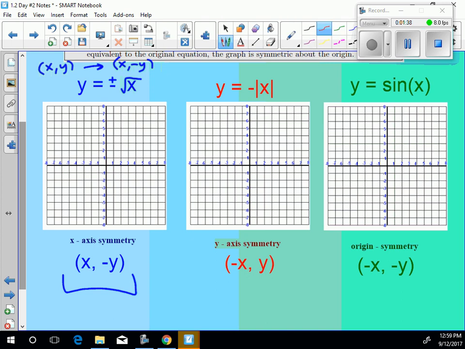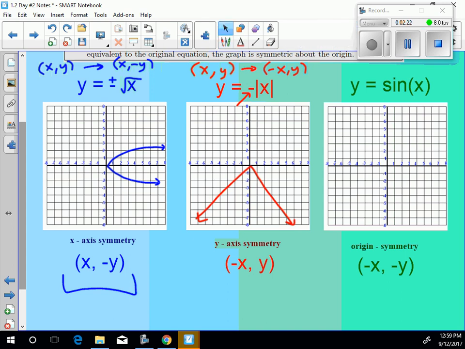Y-axis symmetry. If I have a point (x, y), that means there's also a point (negative x, y). Could that be a function? Sure, it definitely could be a function. For example, this graph: the absolute value of x, negativized, made negative. That's not a math term, okay? Likewise, on the previous example, the square root of x looks like that, and the negative square root of x looks like that. That's no longer a function once I add that second stem to the graph.